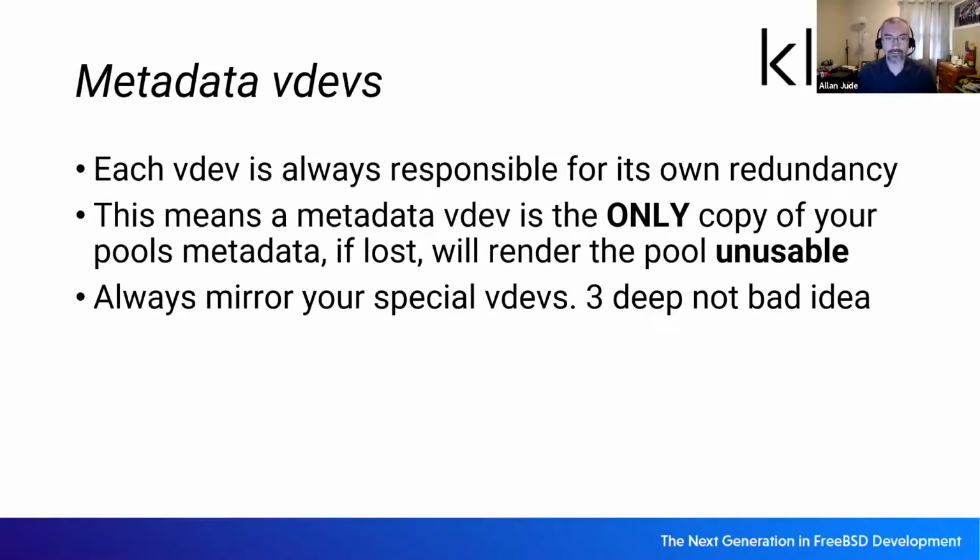You should always mirror your special vdevs, and it wouldn't be a bad idea to use a 3-deep mirror rather than a normal 2-deep mirror. This is the metadata for your pool. It's higher impact than losing any other disk, because without the metadata, you won't even know what files you have, let alone where on the other disks they might actually be stored. So you definitely want to have a high level of redundancy on your metadata vdevs, because that's critical information in your system.